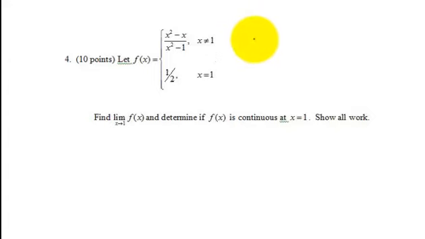Okay, let's get started with number 4 of exam 1. So we have a function f of x defined as this piecewise function. Now I want to find the limit as x approaches 1. I want to determine if it's continuous, and I need to show all my work. Now in order to be continuous, you need to satisfy 3 conditions.